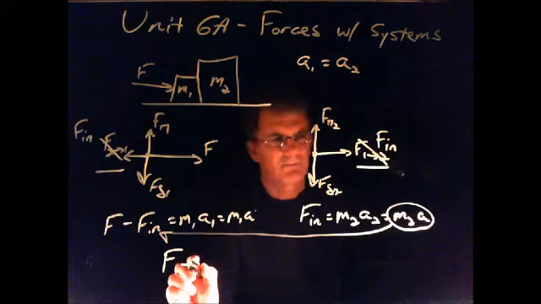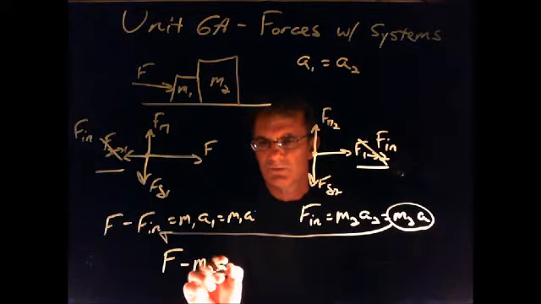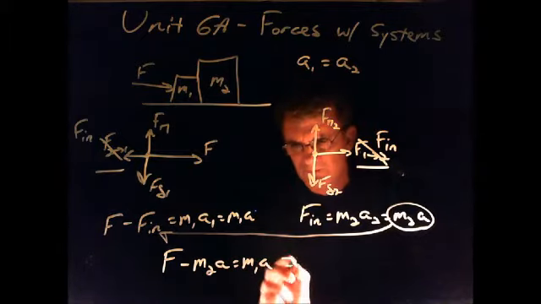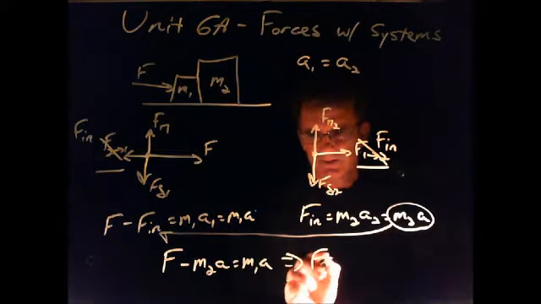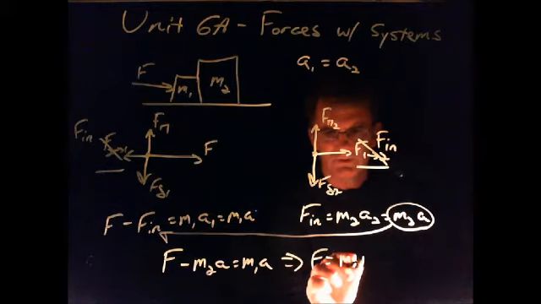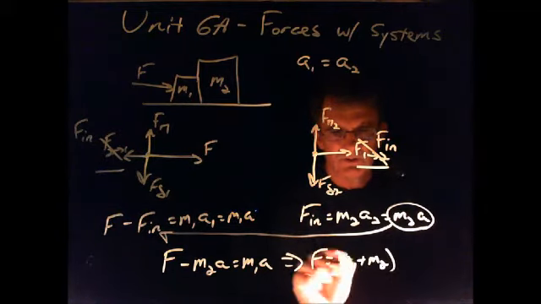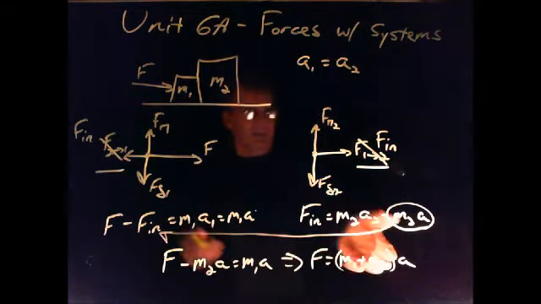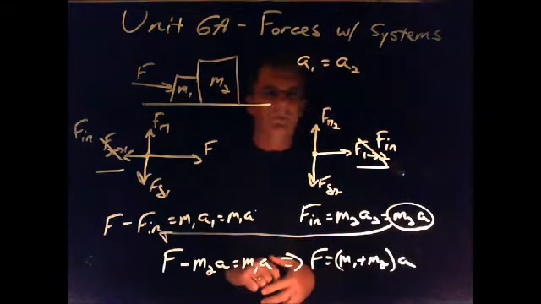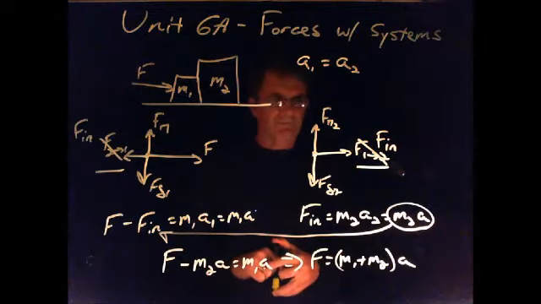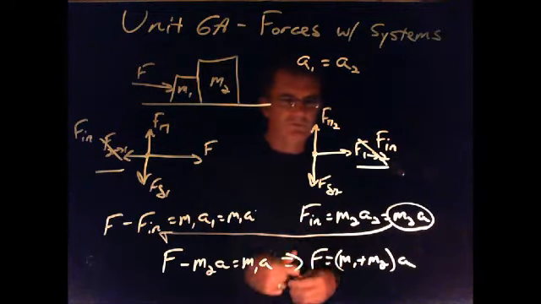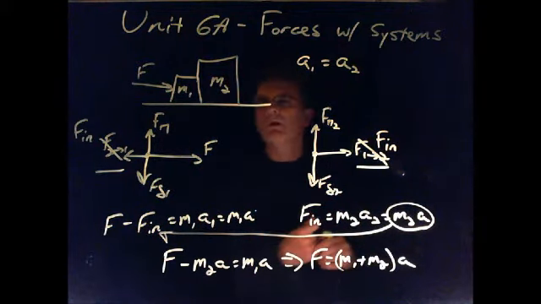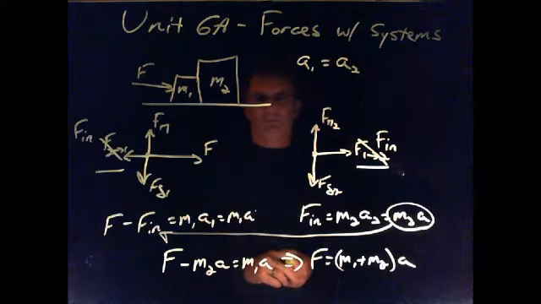What I end up with is F minus M2A is equal to M1A, and then ultimately what I get from that is F is equal to M1 plus M2 times A. And of course then I can solve for acceleration for the system, for each individual block since it's the same value, and this works perfectly great on this type of problem.